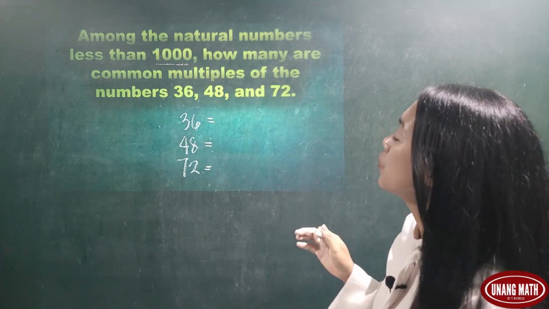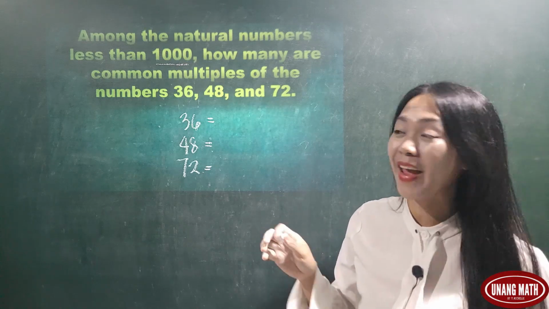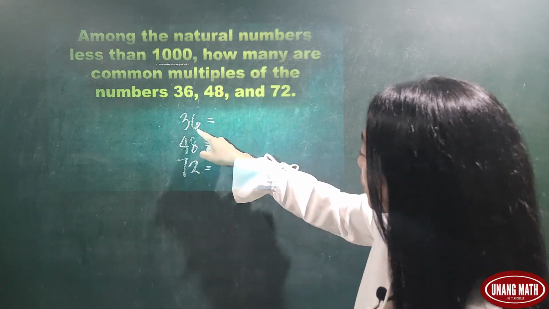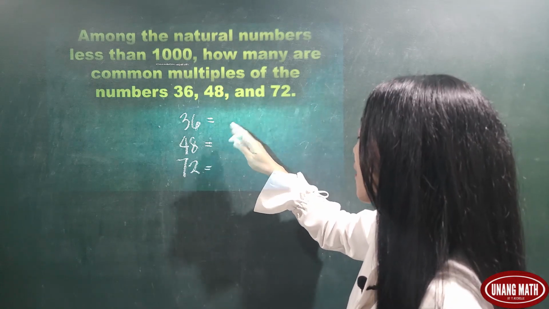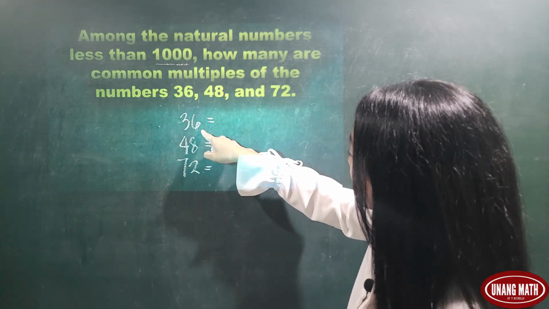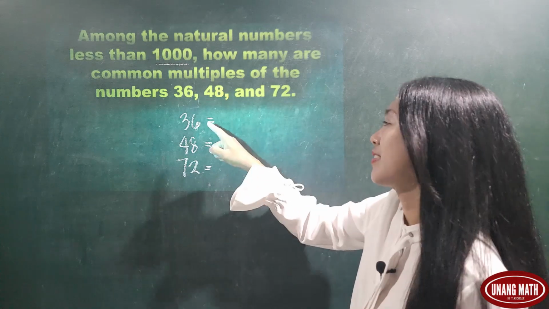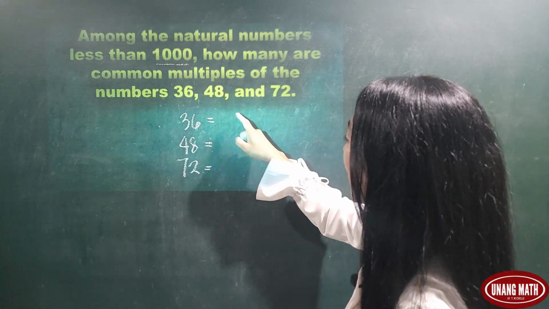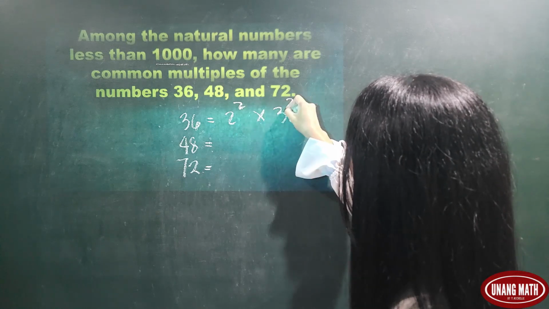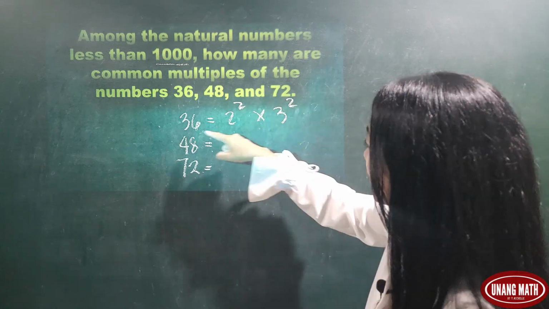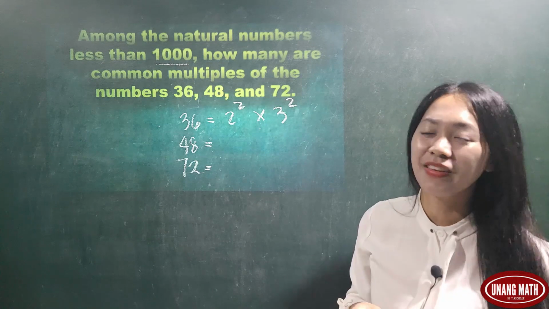Okay, we will use prime factorization to find this number's LCM. So first, we need to get each number's prime factorization. So 36 is 4 times 9. And 4 is 2 squared, 9 is 3 squared. So 2 squared times 3 squared. This is the prime factorization of 36.